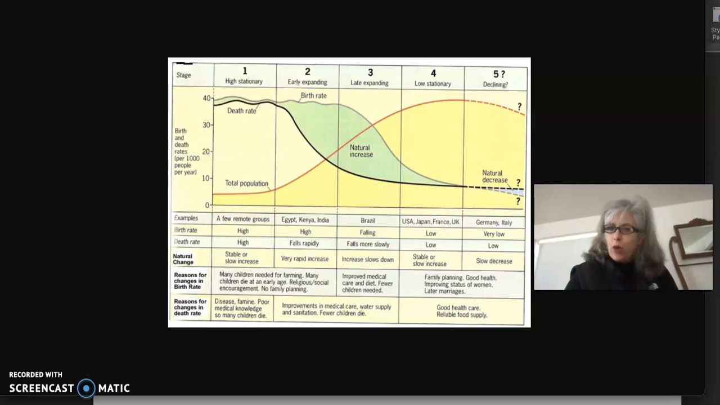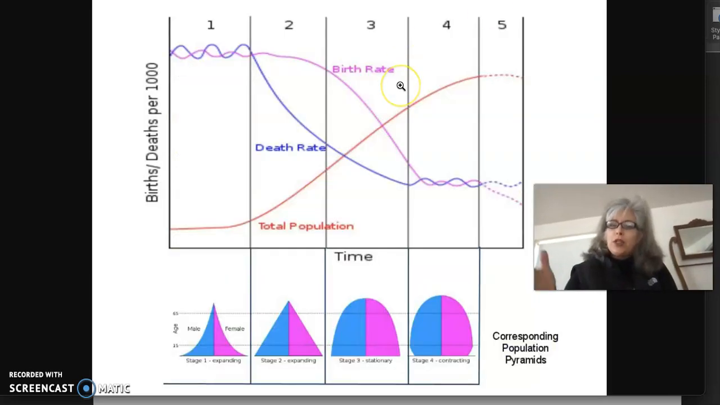But for now, we're going to look at the much simpler, visually simpler chart that you saw in that first short video with me this week. We're going to start with stage 1.